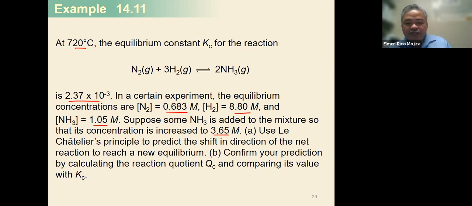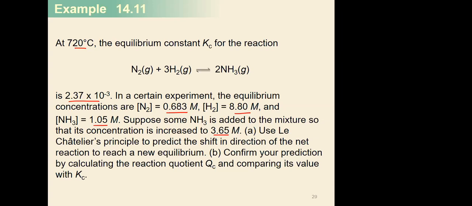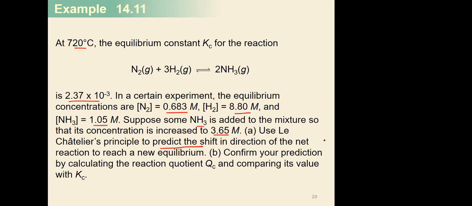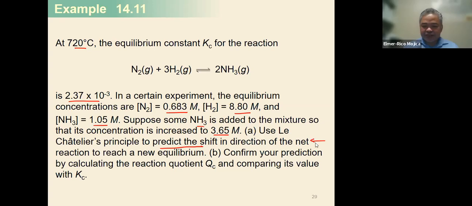So what is the prediction there? If you're going to add some ammonia, the new equilibrium will have more of the nitrogen and the hydrogen and less of the ammonia. So predict the shift when you increase the ammonia. It will shift to the backward, left. Yes. You add more of this, so that means it will utilize it.